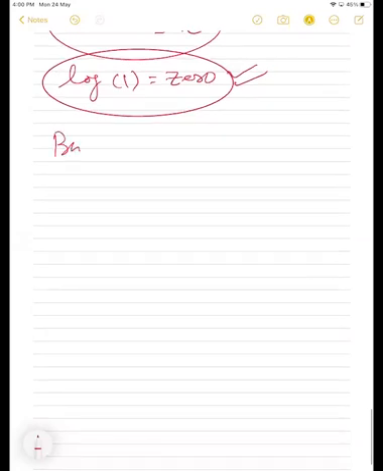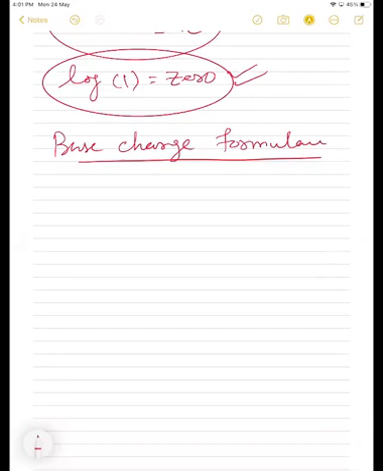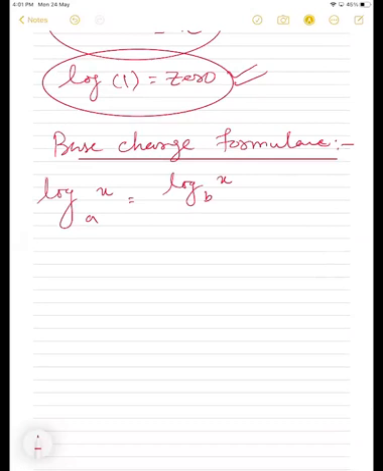Just wait. Base change formula. How to change the base from one to another? Base change formula, correct? That is log x base a is equal to log x base b divided by log a base b. Okay. Students, b is any number satisfying the condition of the base.